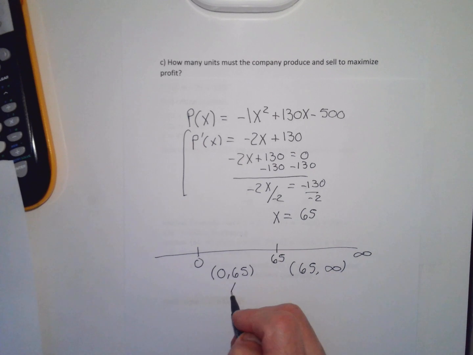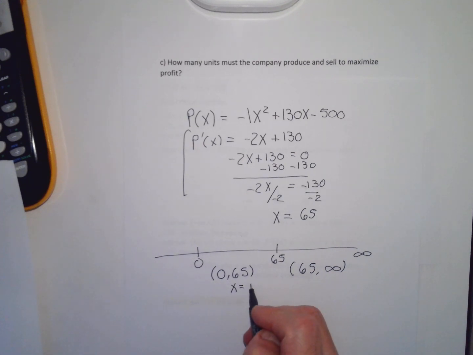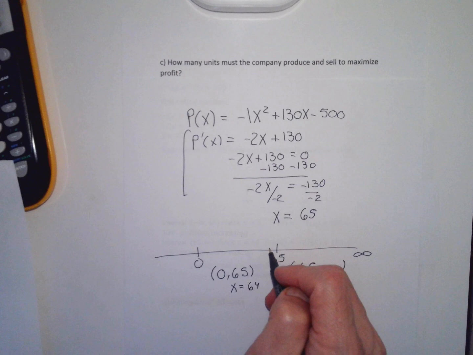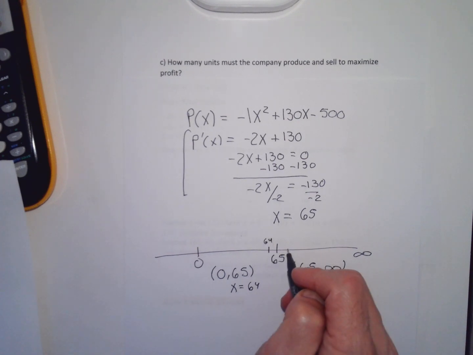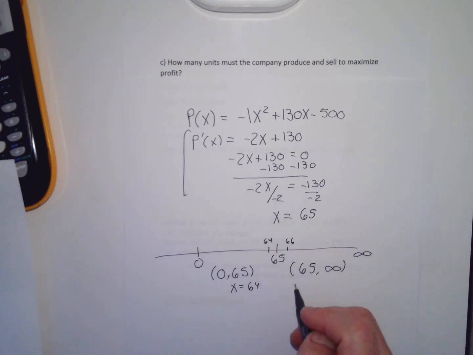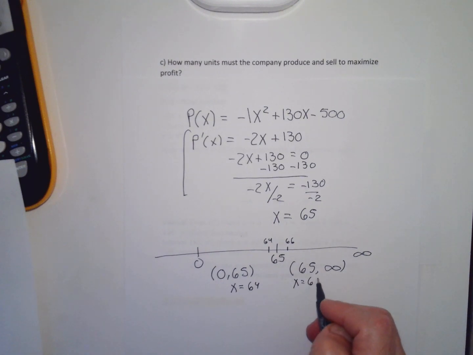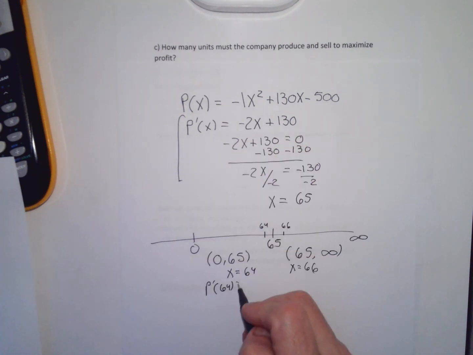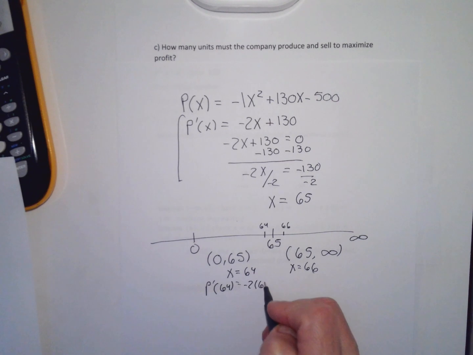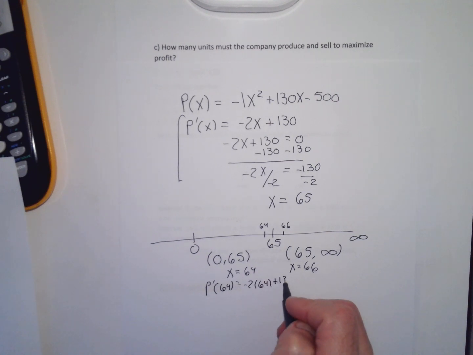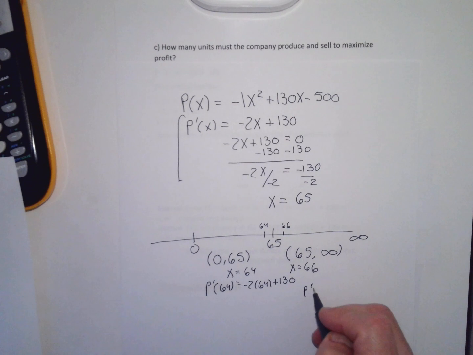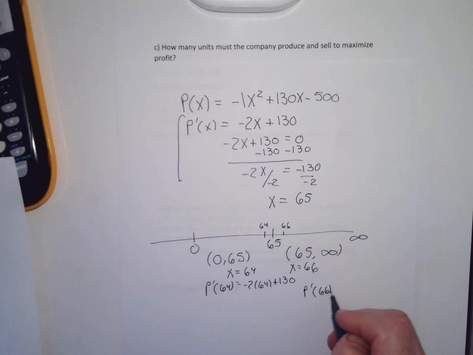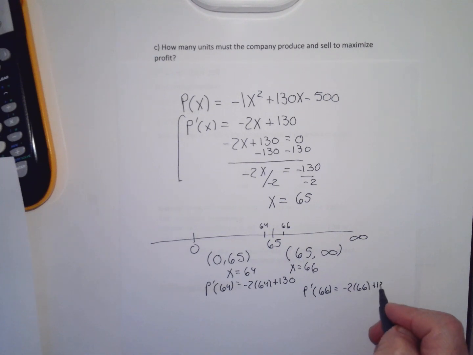In the first interval, I'm going to pick, let me just pick 64. I'm just so used to picking numbers right up against the edges to figure out if I'm increasing or decreasing. In the second interval, I'm going to pick 66, plug them into the derivative. I'm going to do p prime evaluated at 64, which is going to be negative 2 times 64 plus 130. I'm going to do the same and evaluate the derivative at 66 and get negative 2 times 66 plus 130.